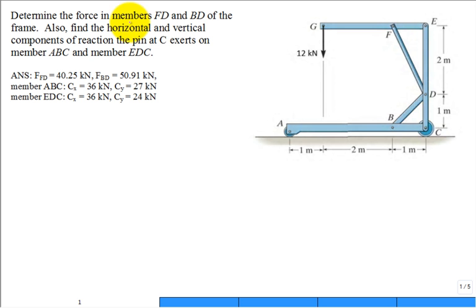Determine the force in members FD and BD of the frame. So we take a look at our frame and we locate our members. This one member, this is the other member. Also find the horizontal and vertical components of the reaction.